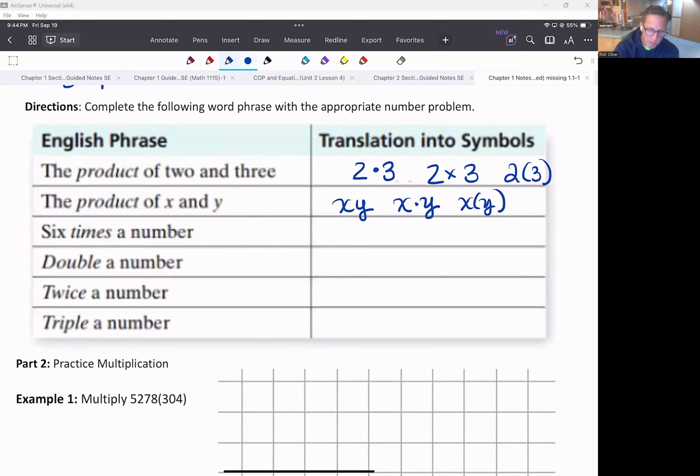All right, 6 times a number. Like that, 6n. There you go. Double a number. Now that's a specific type of multiplication problem. That means times 2. So 2, I'm going to use some different variable than n. How about c? It doesn't always have to be n. Could be x, could be y, could be a, could be any letter in the alphabet. Twice a number, that means the same thing, right? That means 2 times g. Why not use that? Triple a number means you're multiplying by 3. 3 times n.